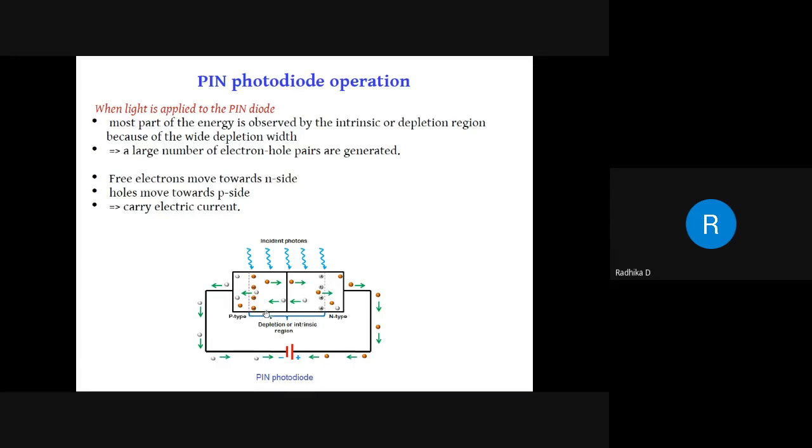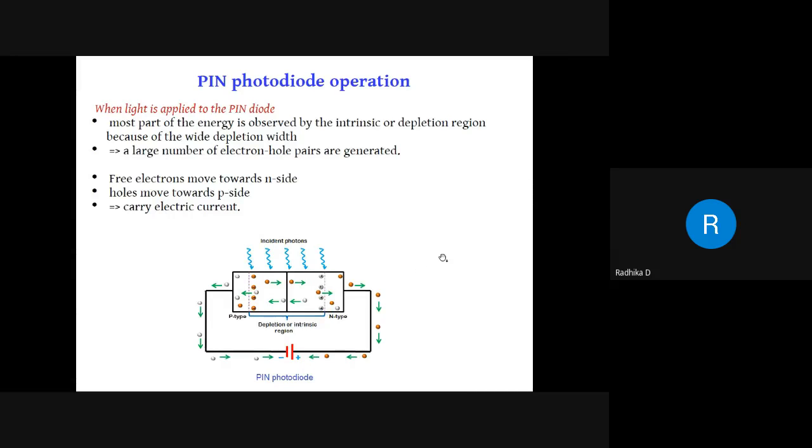What is the benefit here? There is a big depletion region, you have more depletion region. So basically there is more area for the light to fall, or there is more chance for more charge carriers to be produced, more current to be produced. You can produce more current in the case of a PIN photodiode.